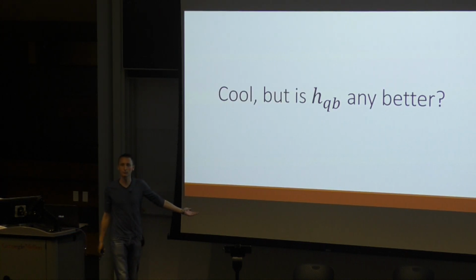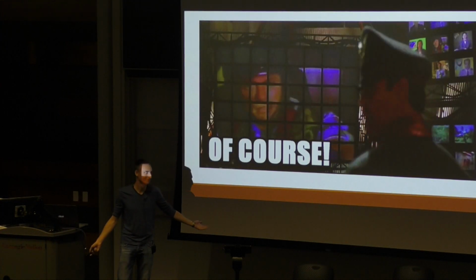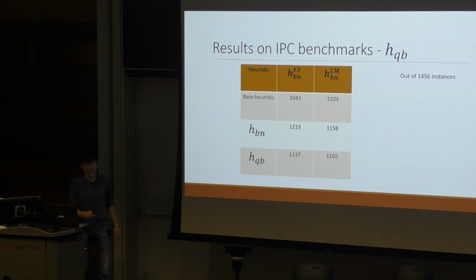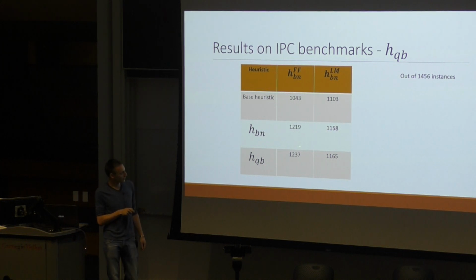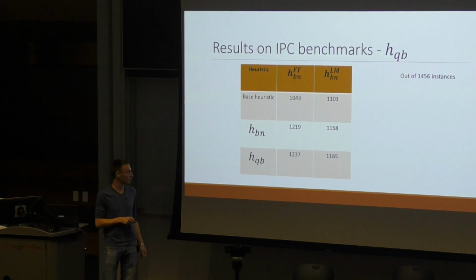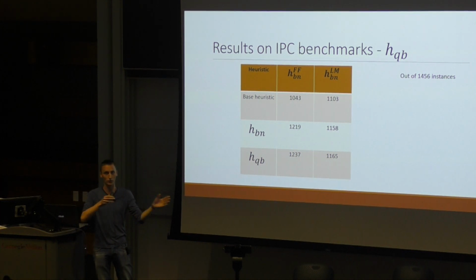So, is it any better? Of course. And you can see the comparison here. HQB is the heuristic I just described, HBN is what I described in the beginning, and you can see that there are some gains, but they are pretty modest. So the lion's share of the work was done by just differentiating between novel and non-novel states dichotomically.